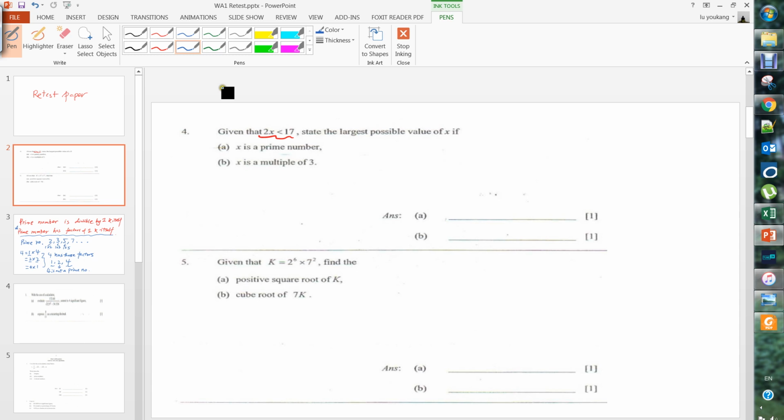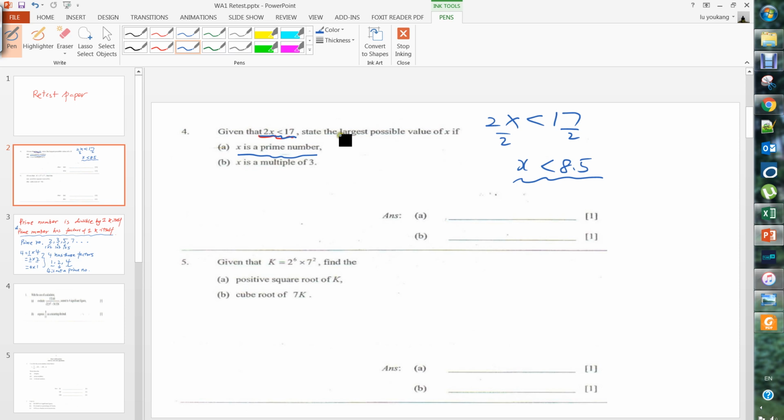Okay, then we look at the question. It says x must be a prime number, and it must also fit this requirement. So for this, you have 2x smaller than 17. If you have learned how to do inequality, what you do is you just need to divide by 2 on both sides. And what do you get? You get x smaller than 8.5, right? So that means the value of x must be smaller than 8.5. So from 8.5, you go leftward, that means less than 8.5.